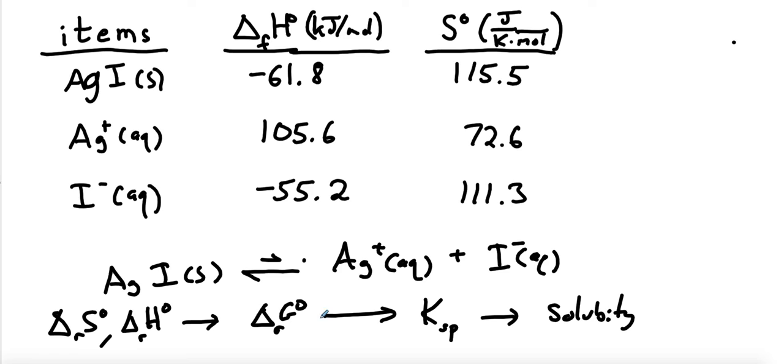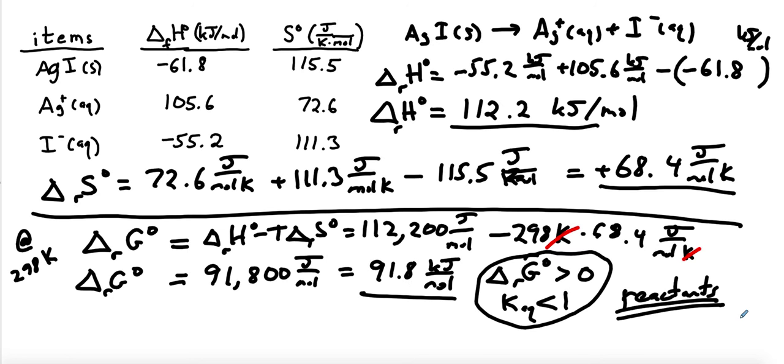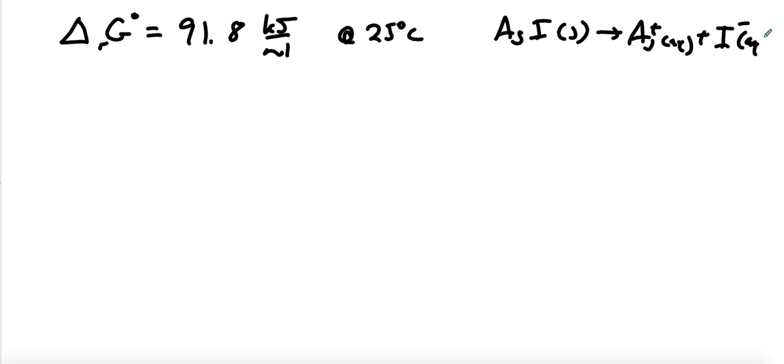All right, now let's go back and look at our roadmap. We've got our delta G standard, so now we can calculate our Ksp with it and then find our solubility. Let's do that. All right, let's calculate an equilibrium constant from this delta G standard. We have an unfavorable delta G standard, so we expect a small equilibrium constant. Let's see if that's so. And since we know what we're getting before we start, we'll be able to check our work.